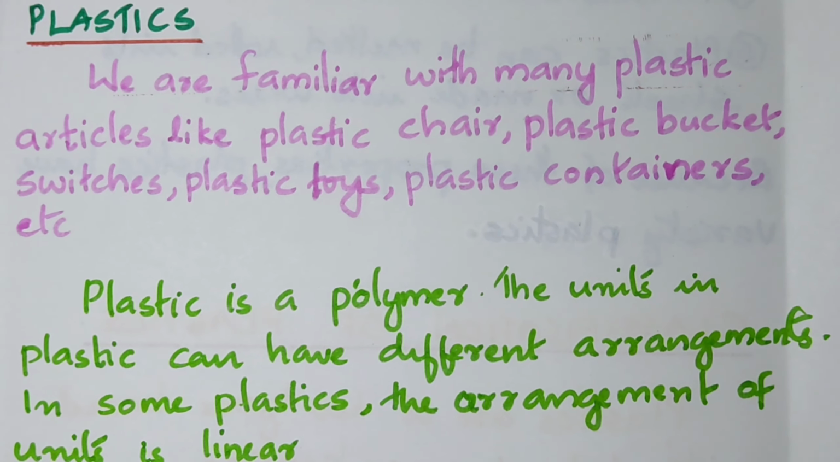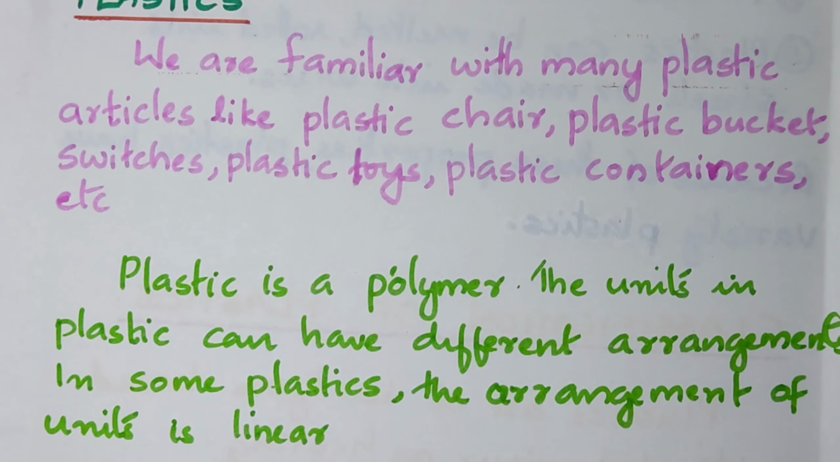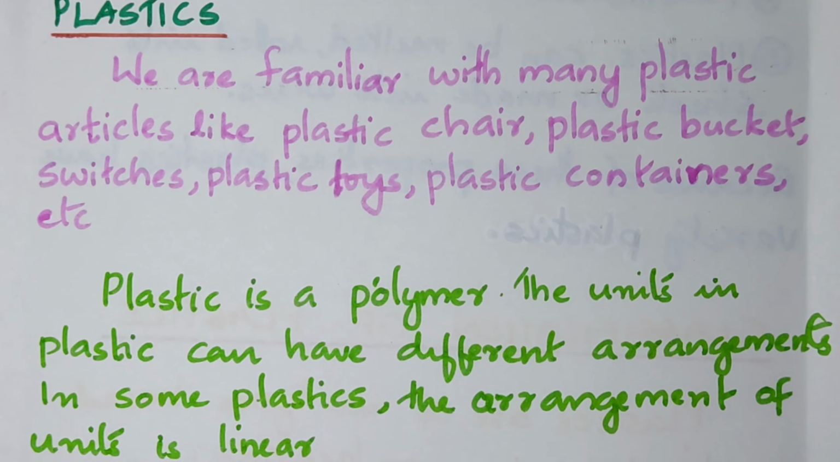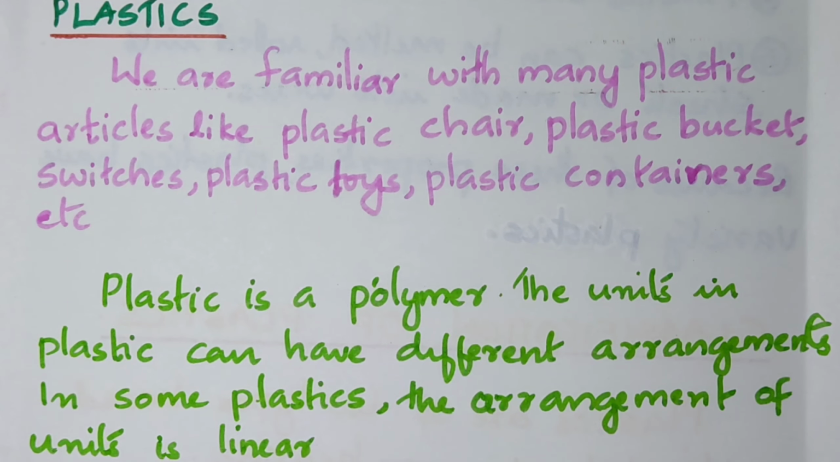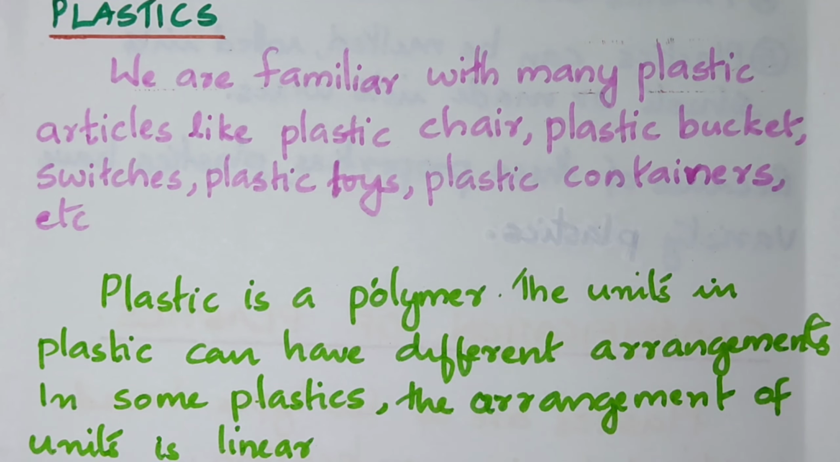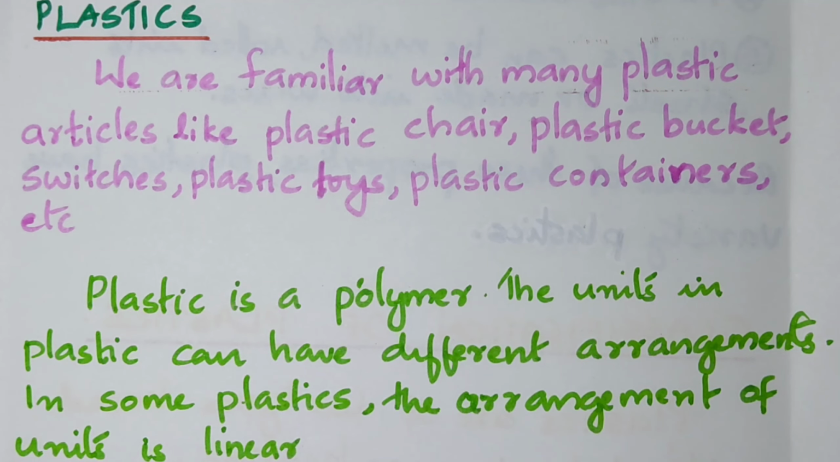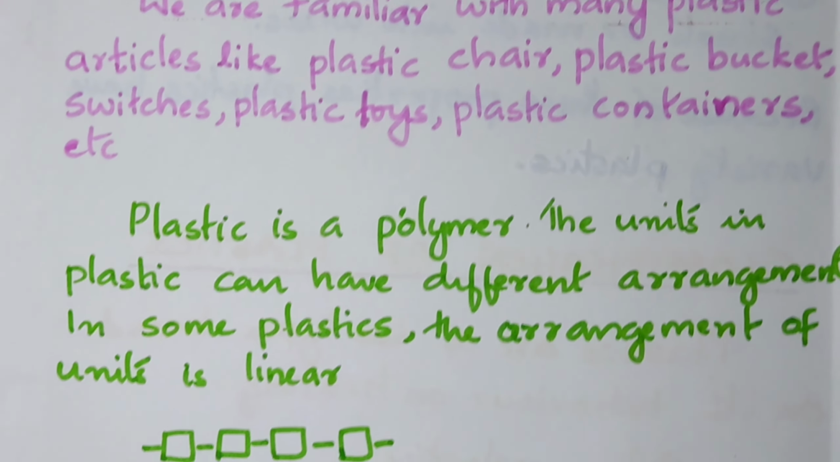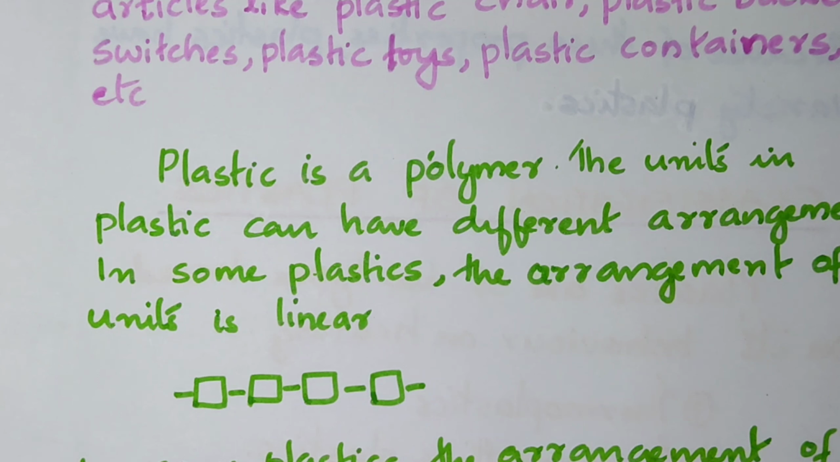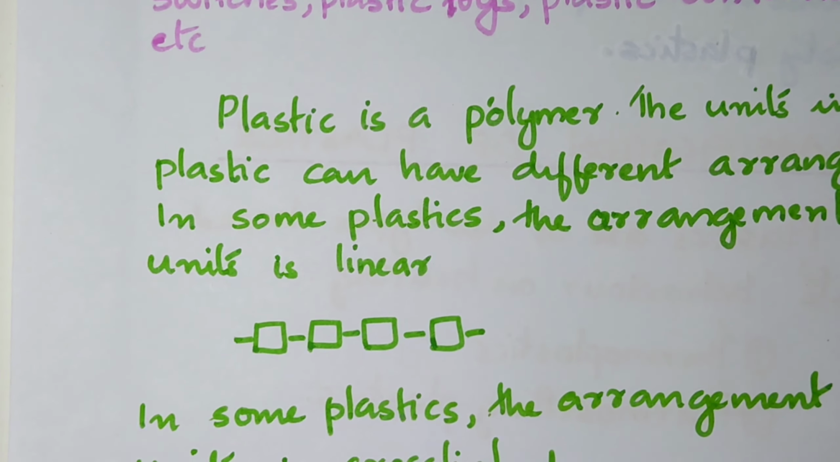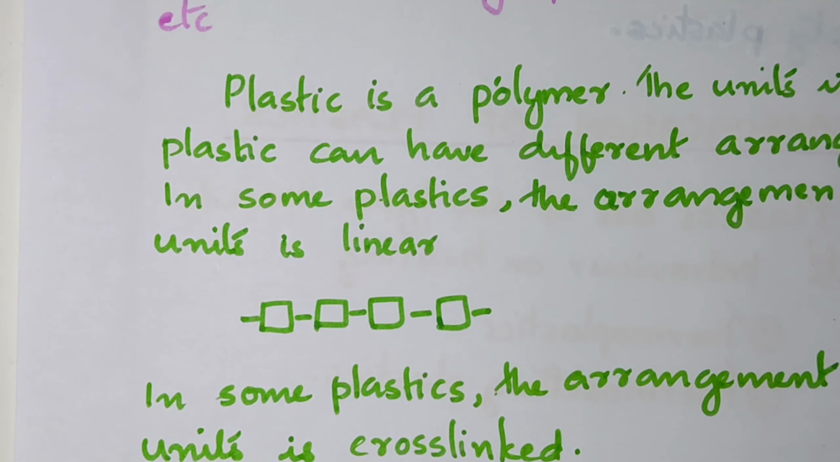Plastics. We are familiar with many plastic articles like plastic chair, plastic bucket, switches, plastic toys, plastic containers, etc. Plastic is a polymer. The units in plastic can have different arrangements. In some plastics, the arrangement of units is linear. Pictorial representation for linear arrangement of units. In some plastics, the arrangement of units is cross-linked.